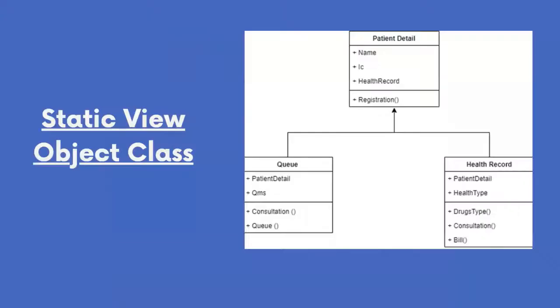So next is about the static view object class. You see for the table patient detail, we have name, IC, and health record. The method is registration. The other from patient detail is queue and health record. For the queue, we have patient detail and QMS system. The methods are consultation and queue. And for the table health record, we have patient detail, health type, and the methods are drug type, consultation, and bills.